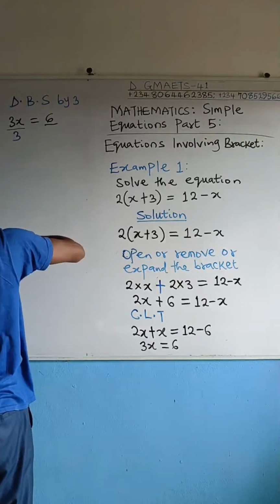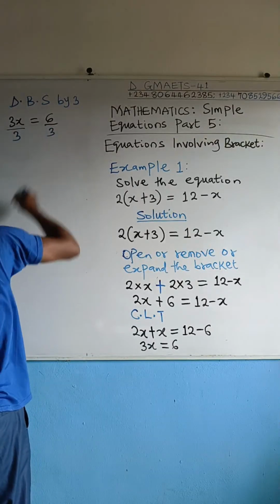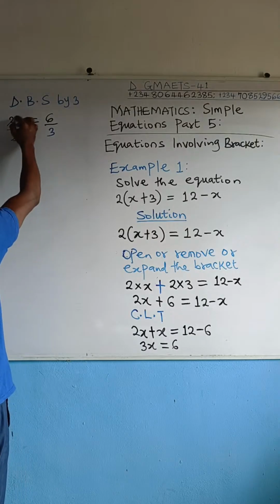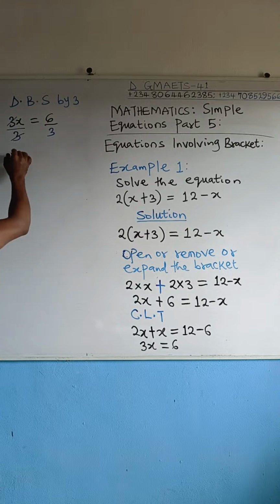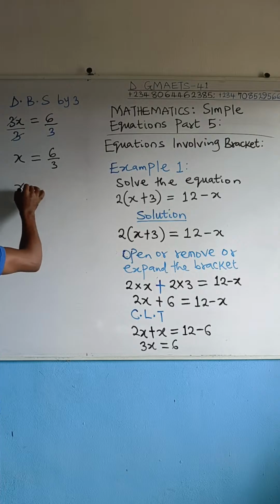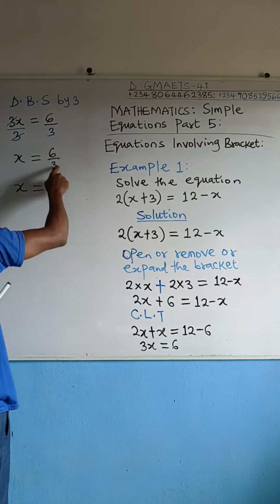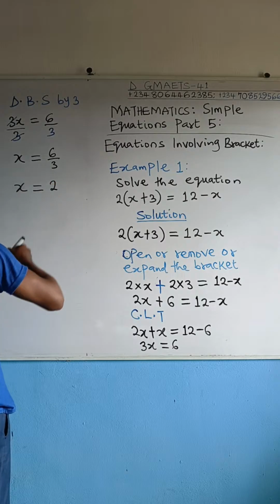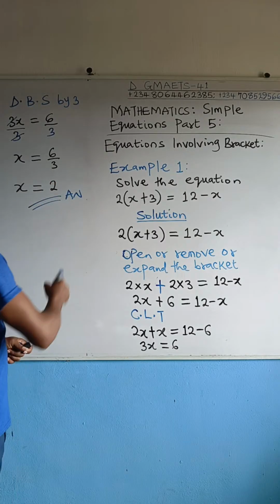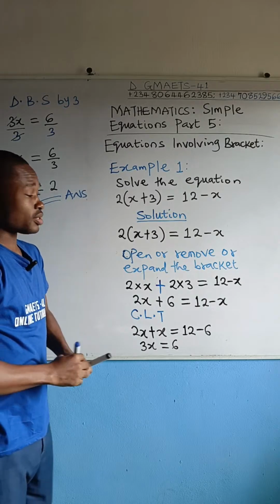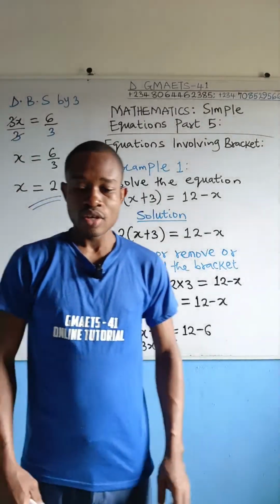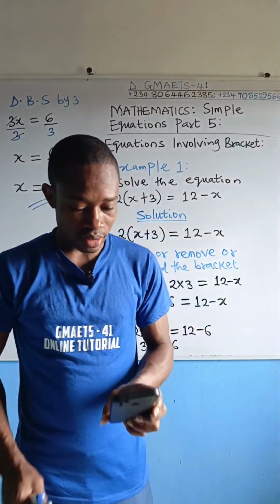Divide the right side by 3. When you do this, you'll agree with me that this 3 will divide this 3. And when they divide, you'll be left with x equal to 6 over 3. And then x will now be equal to 6 divided by 3, which will give you 2. So this is our answer. In this equation, the value of x is 2.